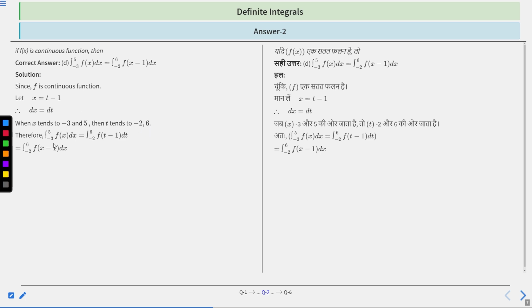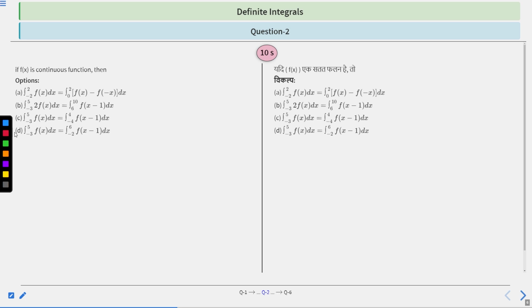Therefore, the integration from minus 3 to 5 of f(x) dx is equal to the integration from minus 2 to 6 of f(t minus 1) dt, which is equal to the integration from minus 2 to 6 of f(x minus 1) dx. Therefore, the answer will be option D, which is the integration from minus 3 to 5 of f(x) dx equal to the integration from minus 2 to 6 of f(x minus 1) dx. So option D is the right choice. Got it?